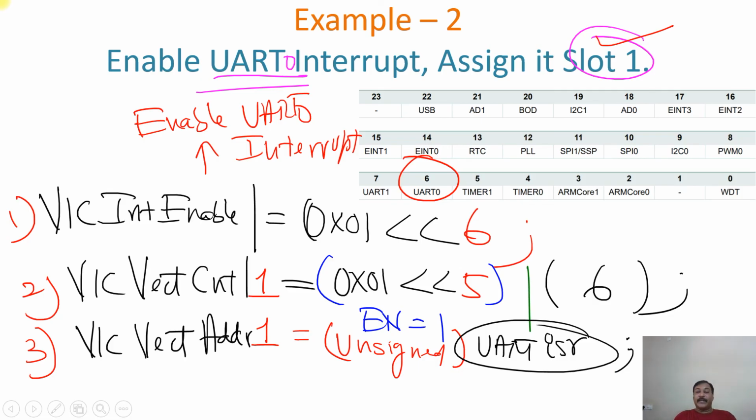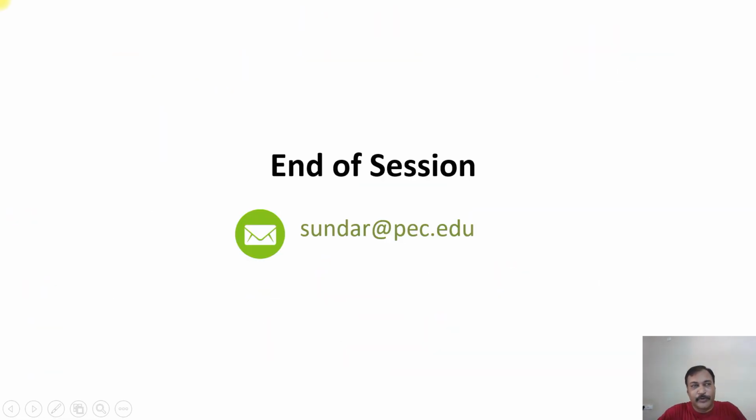So this is how we assign an interrupt source to a particular slot and enable it. Three simple things. Once you assign that, the interrupt is getting enabled and it is assigned to an ISR, and then it is a matter of handling the interrupt specific SFR for that particular interrupt source. So I stop here. Hope this has cleared your fundamental questions that you had in mind.